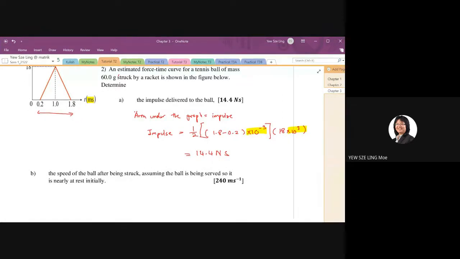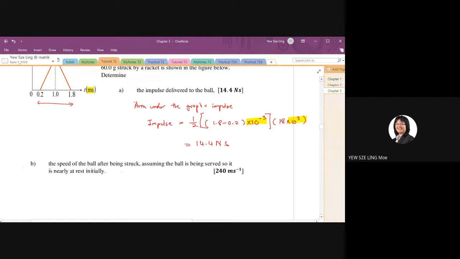And then question B, calculate the speed after it is being struck. Now, speed after being struck, it is asking for final velocity, v. So assuming the ball is being served so that it's nearly at rest initially. So at rest initially, again, the hidden information that we have is u equals 0 m s^-1.